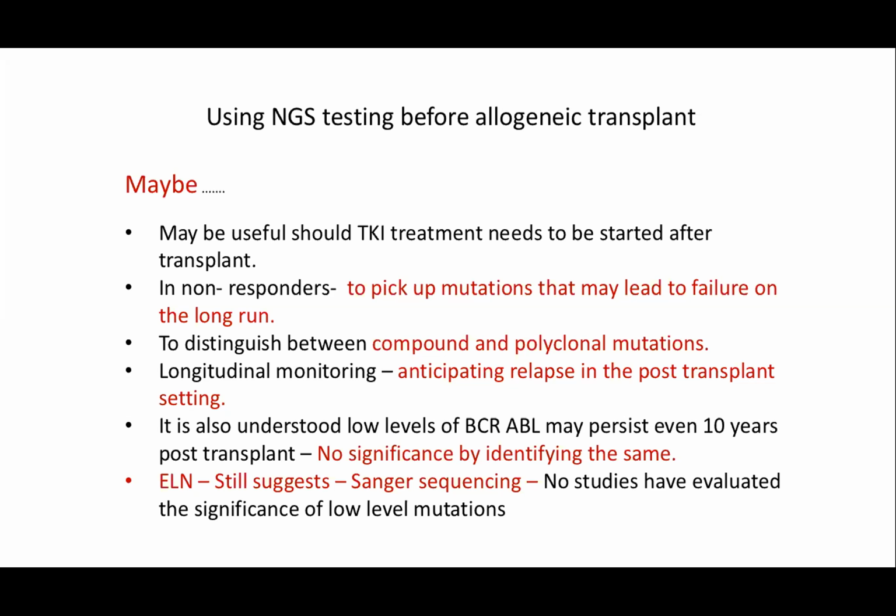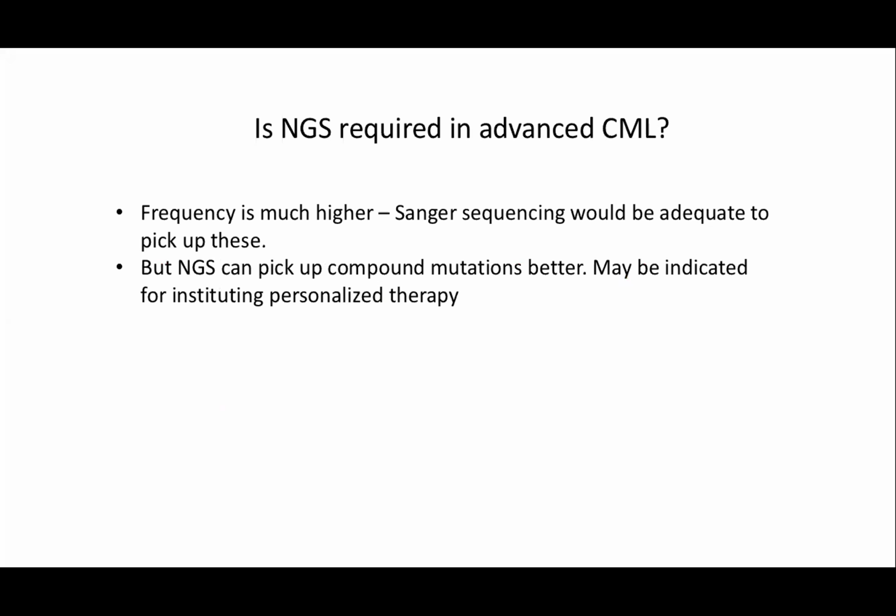But with longitudinal monitoring, you really cannot anticipate relapse in the post-transplant setting, because it is also understood that low levels of BCR-ABL may persist even 10 years post-transplant, and there is no real significance in identifying the same. And the ELN recommendation still suggests that Sanger sequencing may suffice in these situations. So is NGS required in advanced CML?